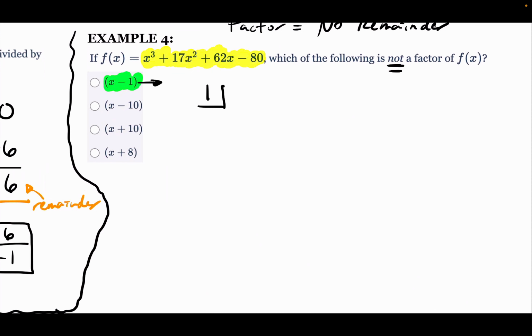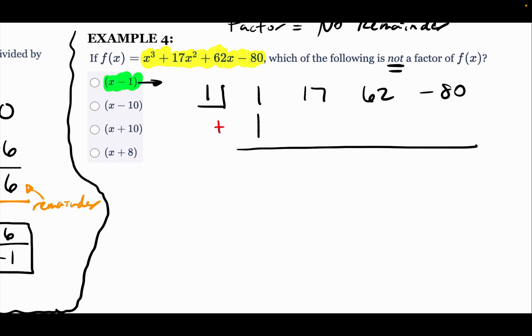Okay? All right, so now the yellow. Are these guys in order? Do I need placeholders anywhere for the yellow before I start writing numbers? No, right? 3, 2, 1, 0. 1x cubed, 17x squared, 62x, negative 80. There you go. Now I can start. Let's do it. First guy goes straight down.